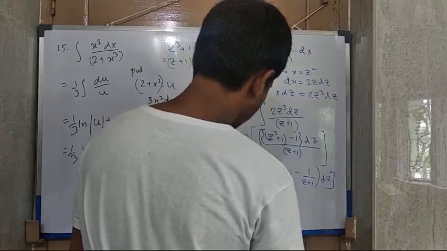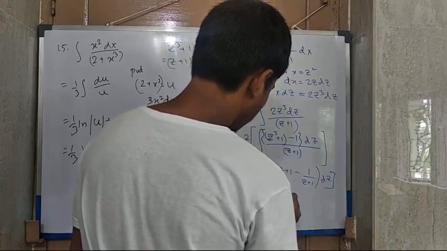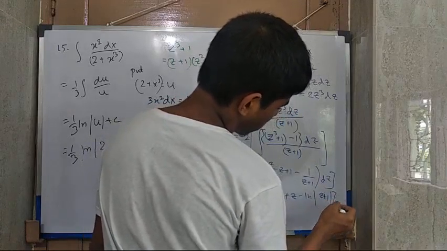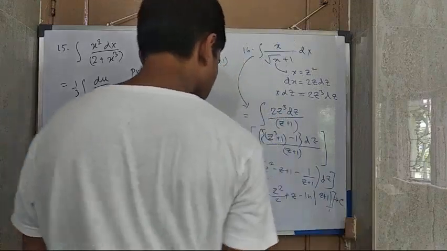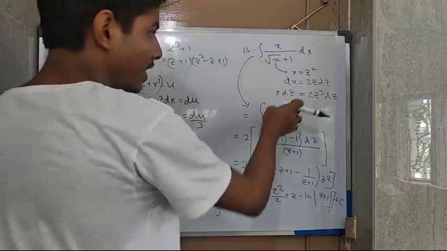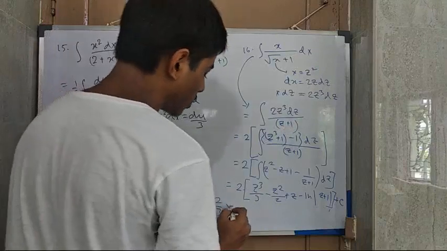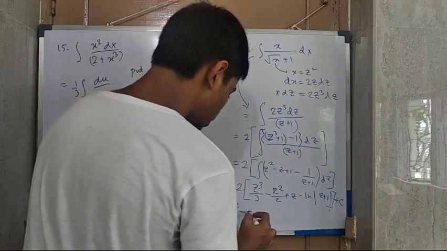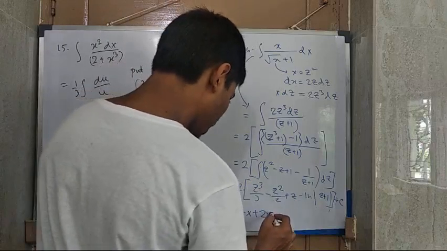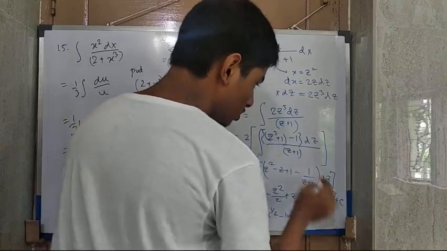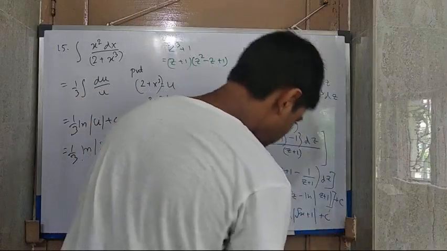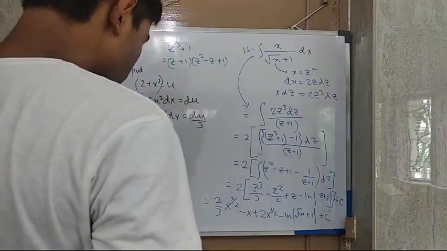which is 2 times z cube by 3 minus z squared by 2 plus z minus ln z plus 1 plus c, which is actually 2/3. So z is actually x to the power half, so z cube is actually x to the power 3 by 2, minus x, because 2 and 2 will get cancelled, plus 2 times x to the power half minus ln root x plus 1 plus c. So this is the final answer for the 16th question.